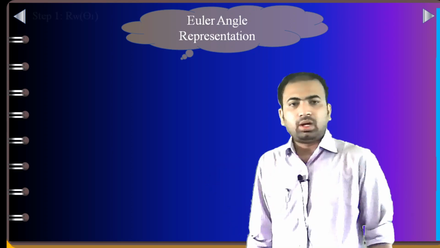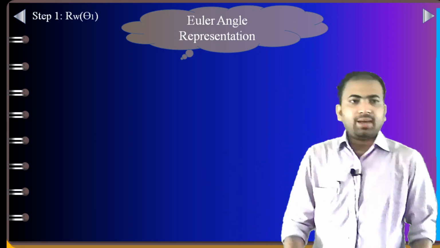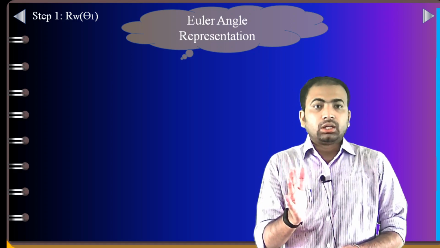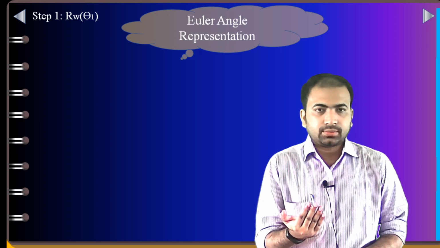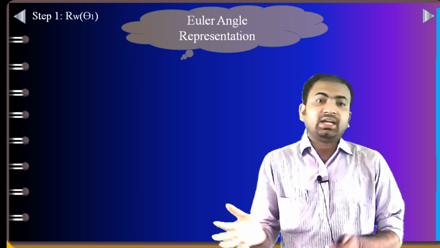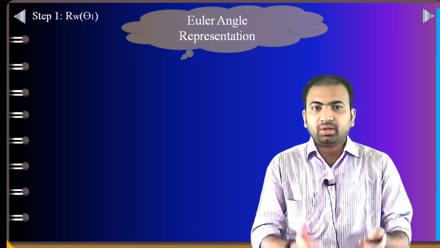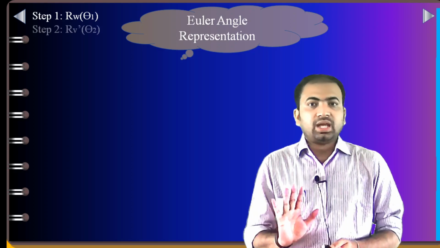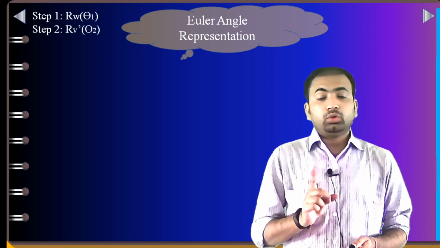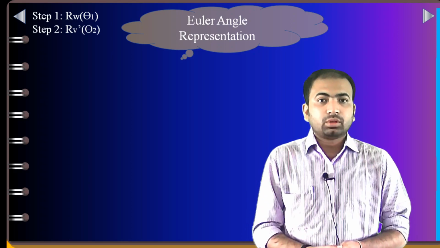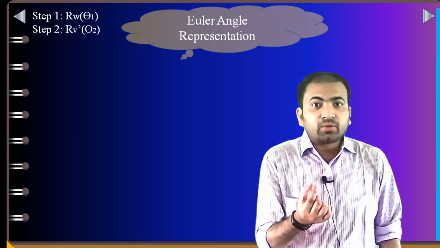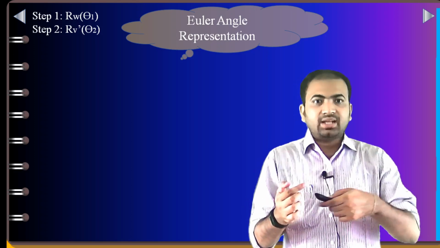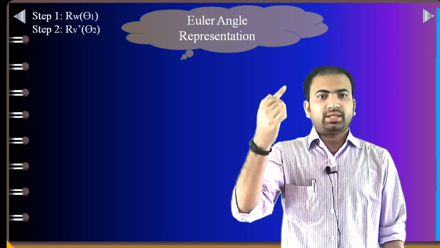Let us see what we are going to do here. Step 1 will be a rotation about the w or z axis of frame 2, and if you are considering Rz, then it will be of frame 1, by an angle theta 1. Step 2: you will get one new frame. So that new frame will have a v dash axis, a u dash axis, as well as a w dash axis.